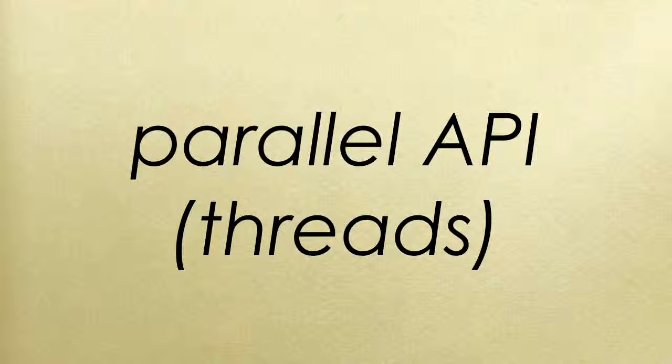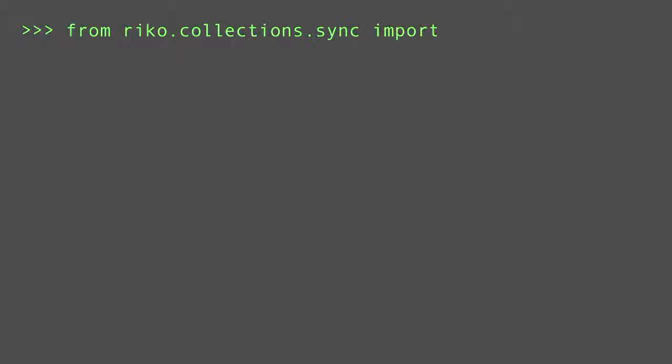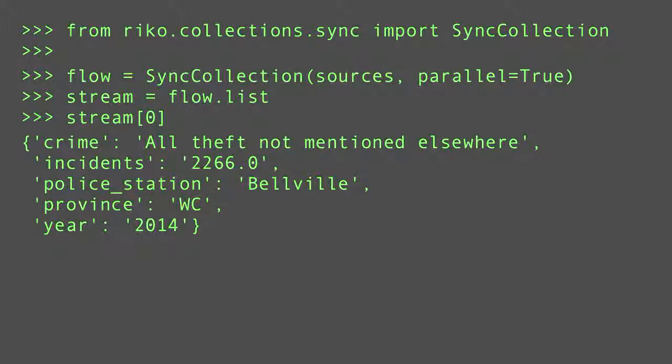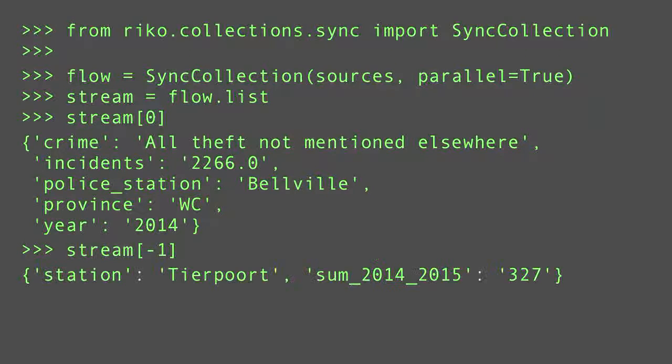Next, I'll show you how you do something similar using the parallel API. You can use multiple threads and also multiple processes. This one, I'll just show you how you do it with multiple threads. In this case, instead of an async collection, we just have a sync collection. It's similar as before, the same sources, just a list of URLs. You pass parallel equals true. And then you can see the first item of the stream is what we had before. And here, this is looking at the last item in the stream, which is the second data set.